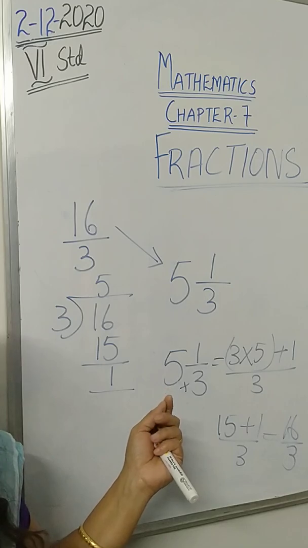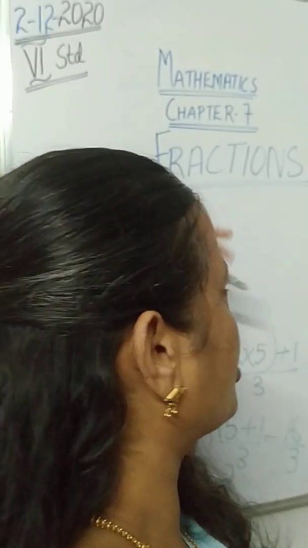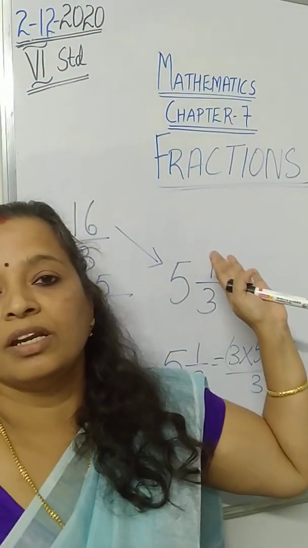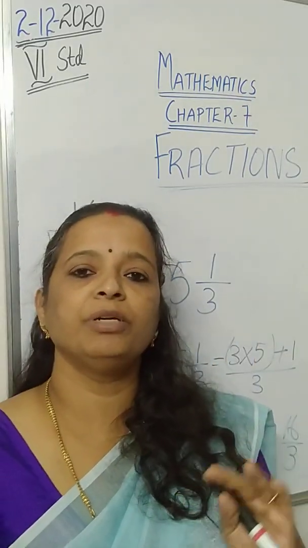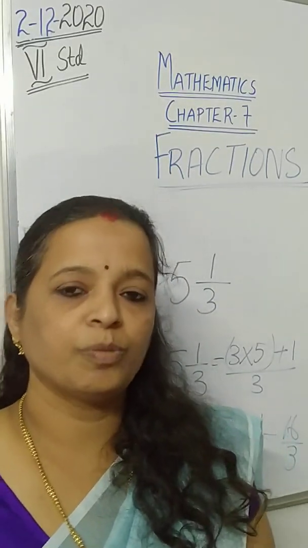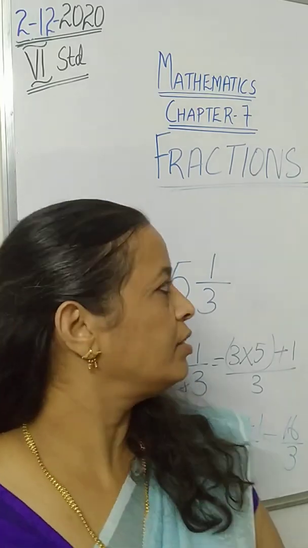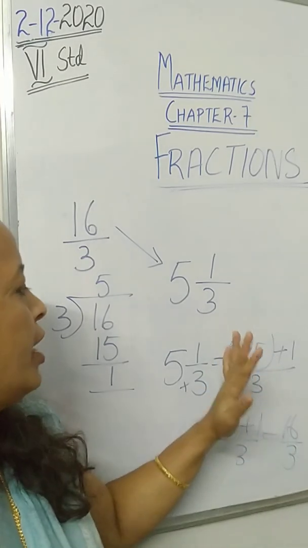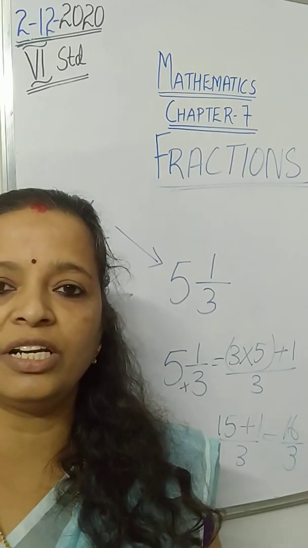Hope it is clear, children. So in today's class, we have learnt about fractions. It is in the second semester reader, chapter 7. We have learnt what we mean by fractions. Also we learnt about the types of fractions, that is proper, improper and mixed fraction. Then we learned the conversion of improper fraction to mixed fraction and mixed fraction to improper fraction. Hope I am clear, children.